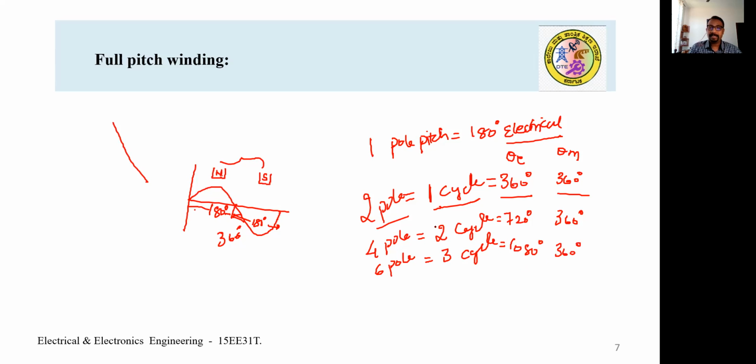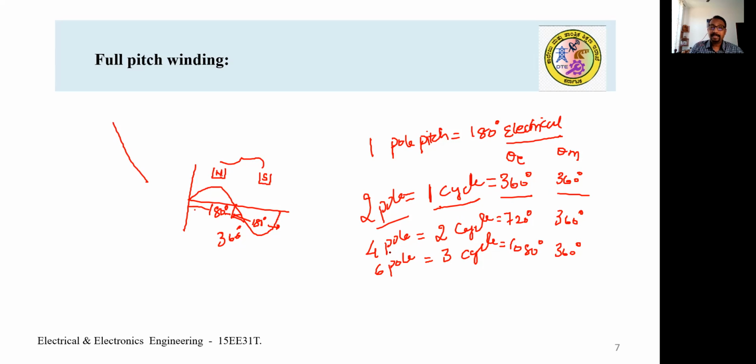Got it? Let me repeat once again what I am explaining: the difference between electrical degrees and mechanical degrees in electrical machines. See, if it is a two-pole machine, we can produce one cycle of EMF in one rotation. One cycle means 360 degree electrical. Then what is mechanical degrees? Still it is 360 degree. That means in case of a two-pole machine, both electrical degrees and mechanical degrees are the same.